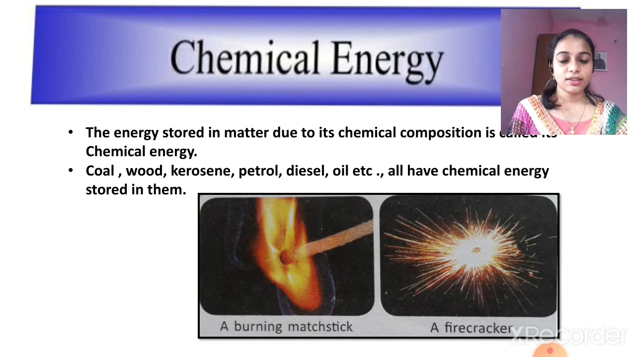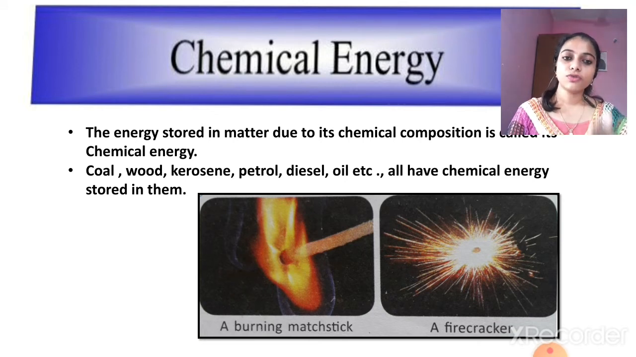We are discussing the different types of energy, isn't it? So we have discussed mechanical energy. Next one is chemical energy. The energy stored in matter due to its chemical composition is called its chemical energy. Any object is composed of different atoms or molecules, isn't it? There is a chemical composition in every object. So the energy stored in matter due to its chemical composition is known as chemical energy.